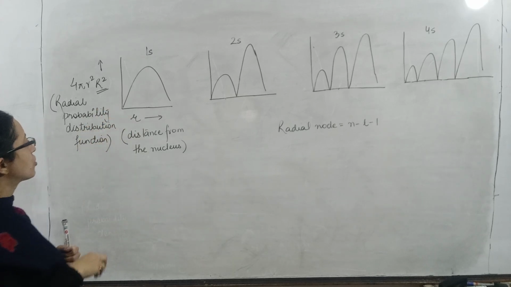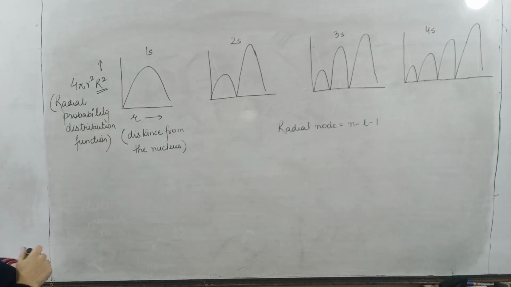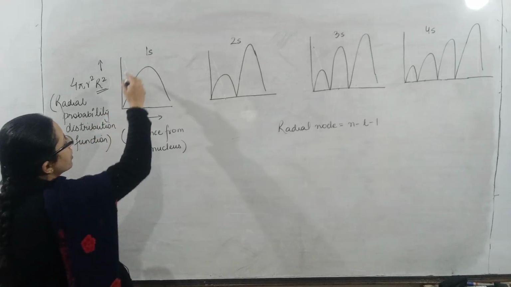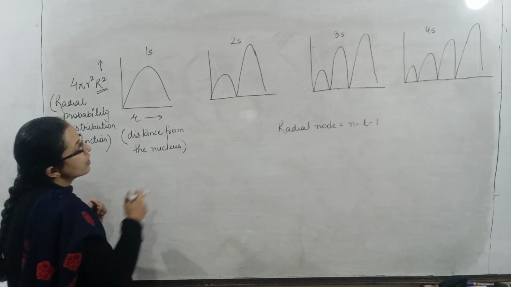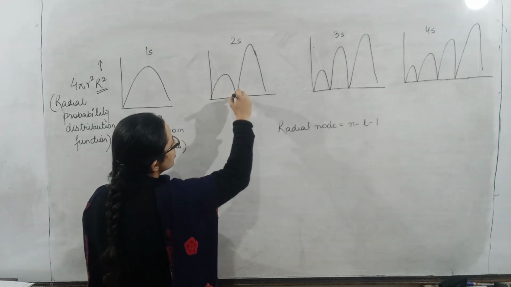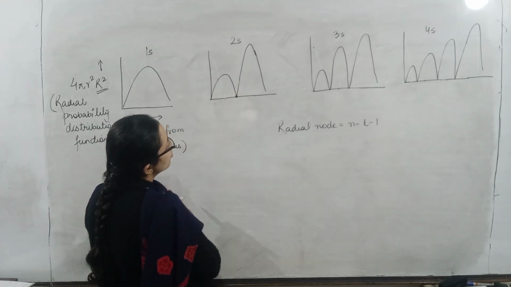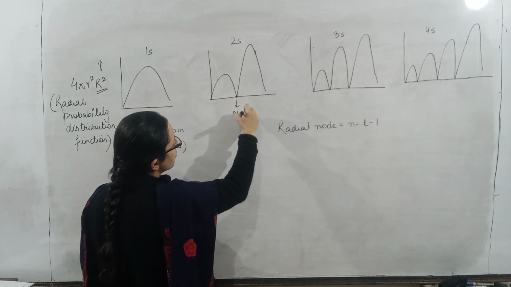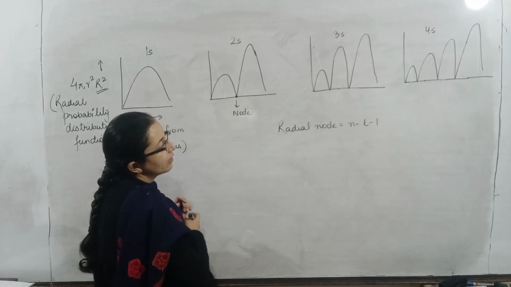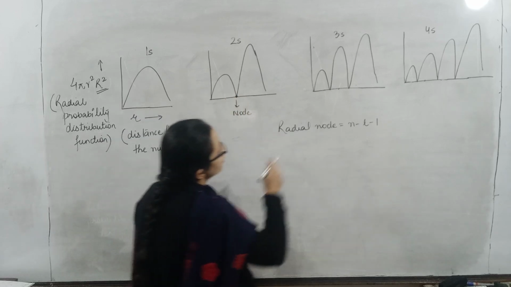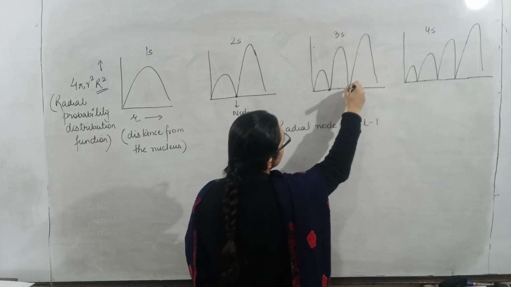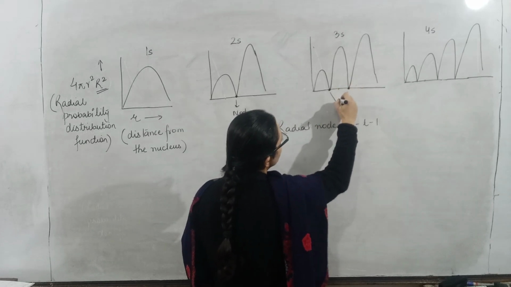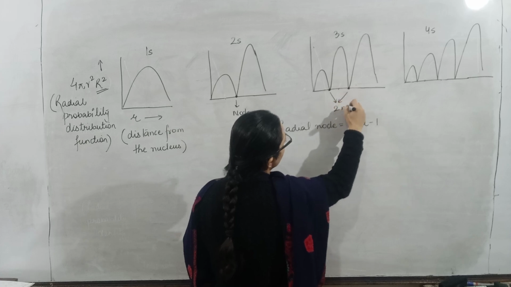So रेडियल प्रोबेबिलिटी डिस्ट्रीब्यूशन जो फंक्शंस है वो कहाँ से स्टार्ट होते हैं? ओरिजिन से. ठीक है. So for 1s the curve is like this. There are no nodes. For 2s there is one region where the total probability is 0. So that represents one node. So for 2s there is one radial node. For 3s there are two regions with the total probability 0. So there are two nodes for 3s orbital.